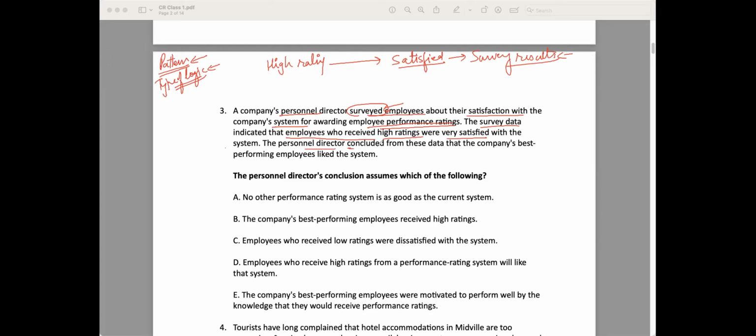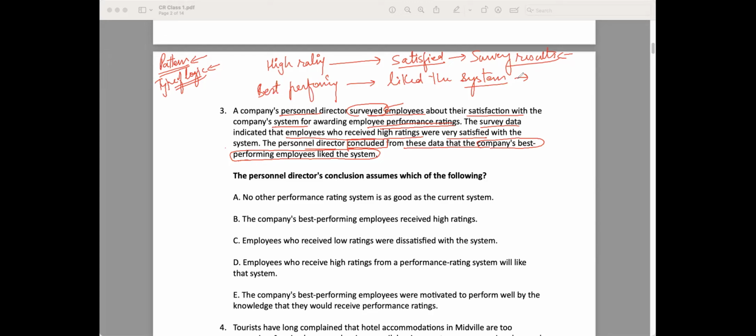The personnel director concluded. So when we say concluded, that means this is the conclusion. So he or she concluded from these data that the company's best performing employees liked the system. Okay, so the best performing employees liked the system.